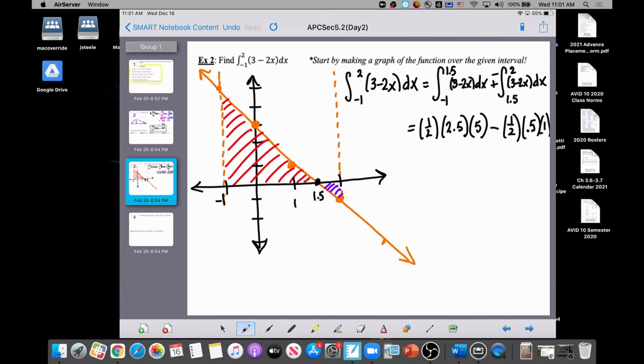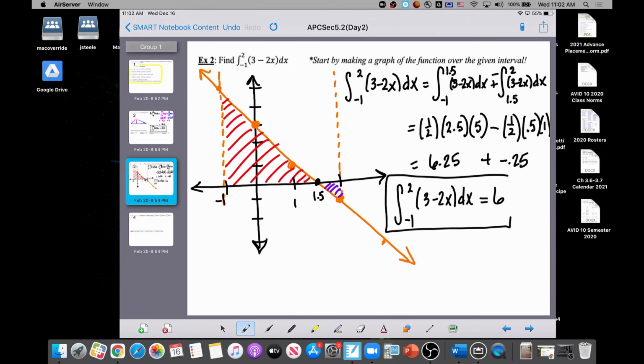All right, so I do the math here, and I get 6.25 plus -0.25. So obviously you add those together and you get 6. So my answer is the integral from -1 to 2 of 3 minus 2x dx is equal to 6.